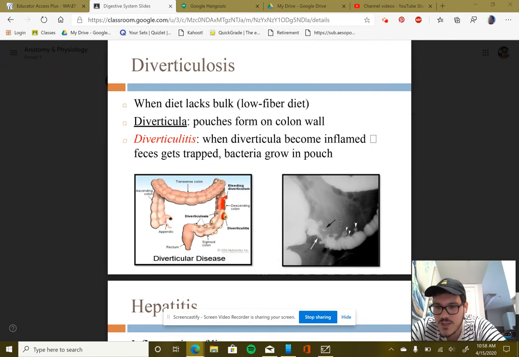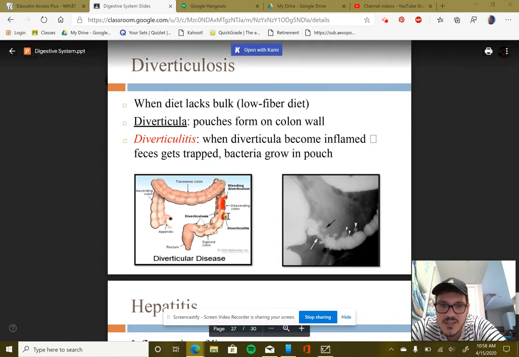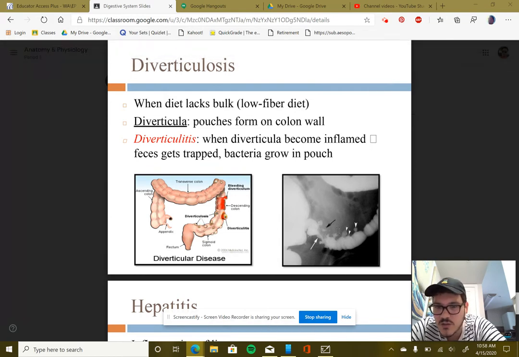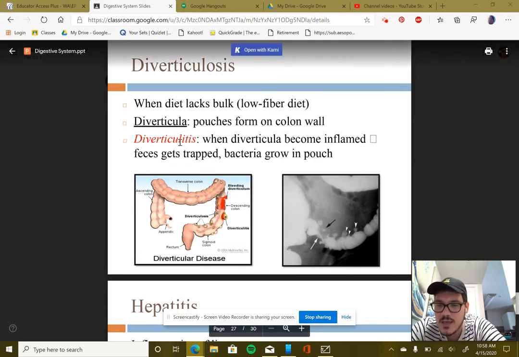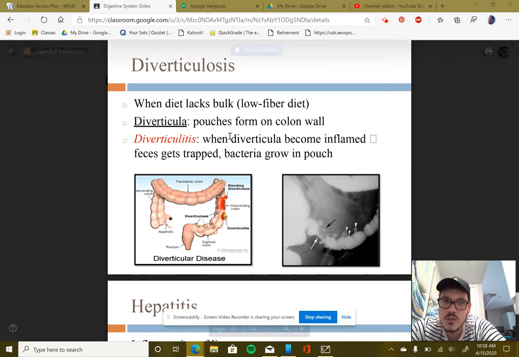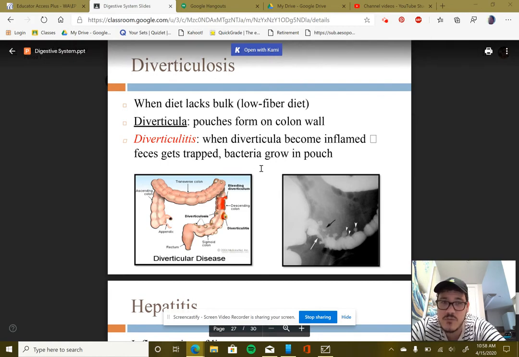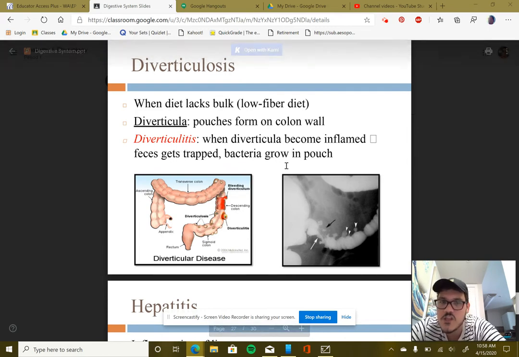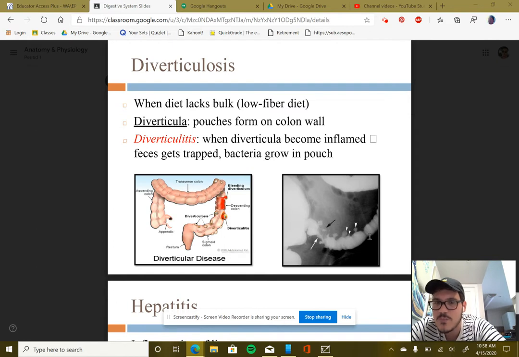What we observe with this condition is that we start to see these little pouches form, which you can see here and also in the scan. The pouches that form on the colon wall are called diverticula. Diverticulitis is when those pouches become inflamed. Fecal matter, which is supposed to move through the colon and down into the sigmoid, gets trapped. If fecal matter gets trapped in the body and doesn't fully exit, that becomes a breeding ground for bacteria.